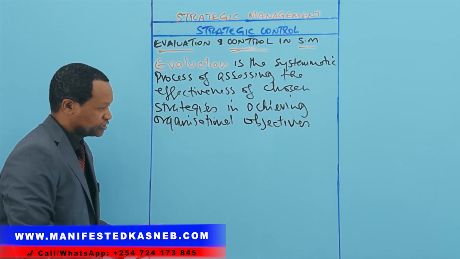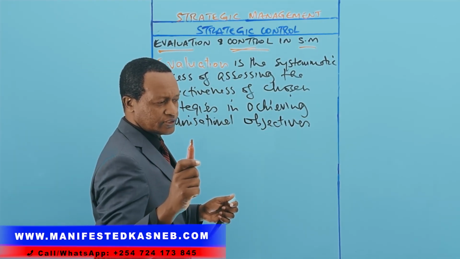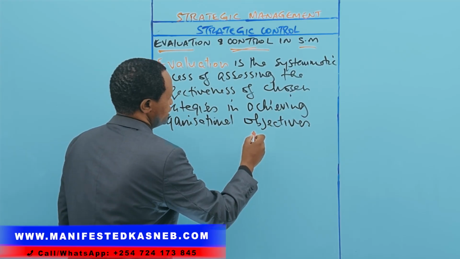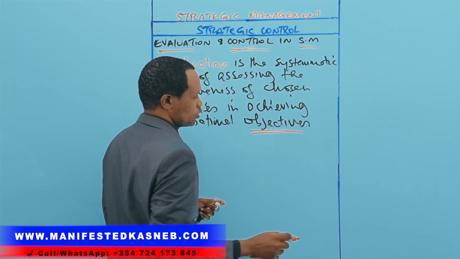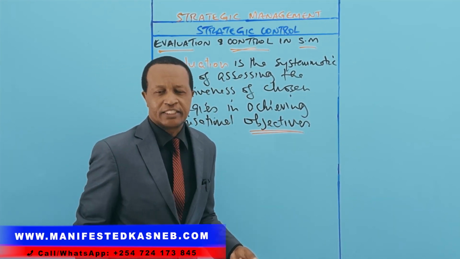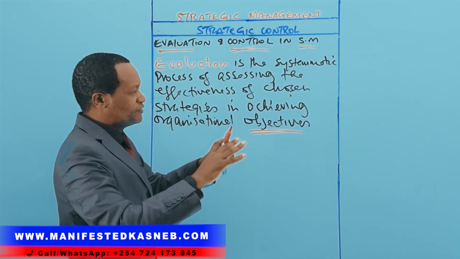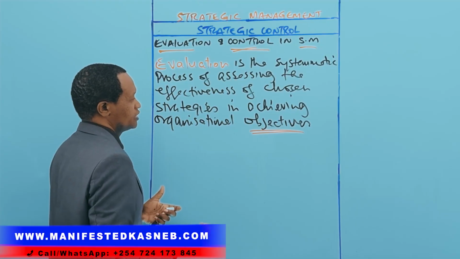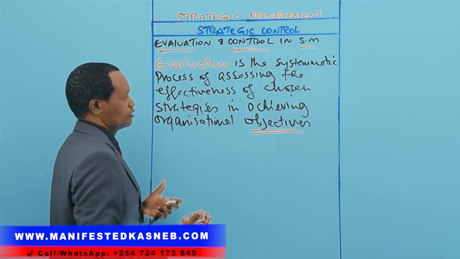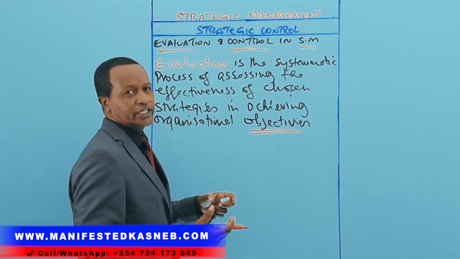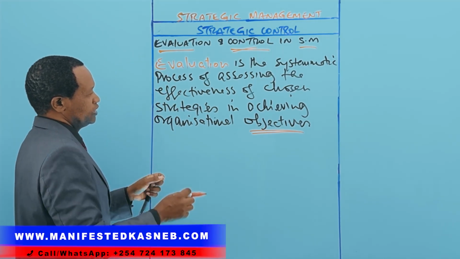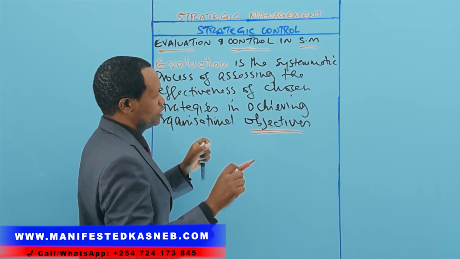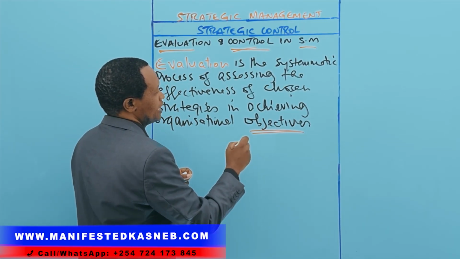Now, first of all, candidates, organizations exist to achieve certain objectives. The reason why people form companies or organizations is because they have certain objectives. The objective could be creation of wealth, or increase in profitability, or taking over the entire market of a product. When you incorporate a company, definitely there are objectives.